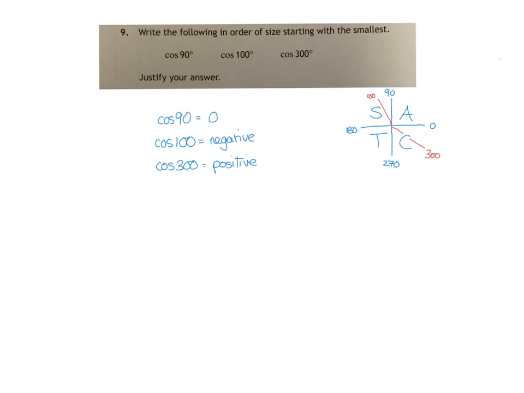So our smallest is going to be the negative one. So our order is going to be cos 100. Then we're going to have the cos of 90. Then we have the cos of 300.